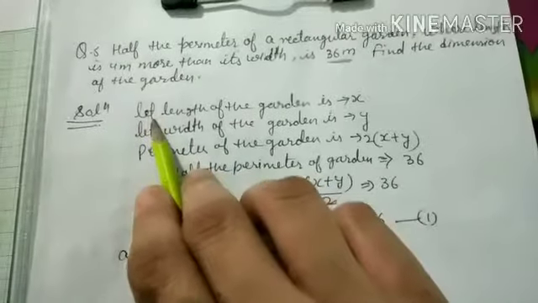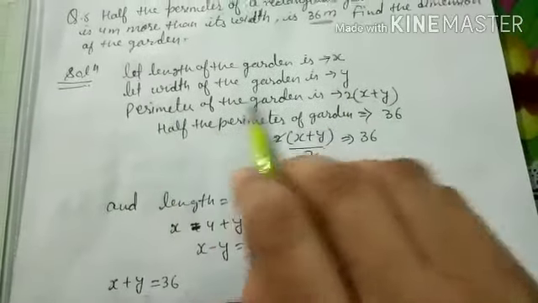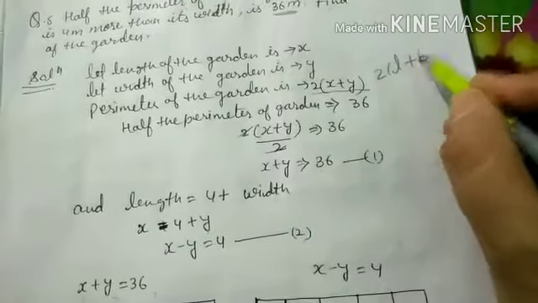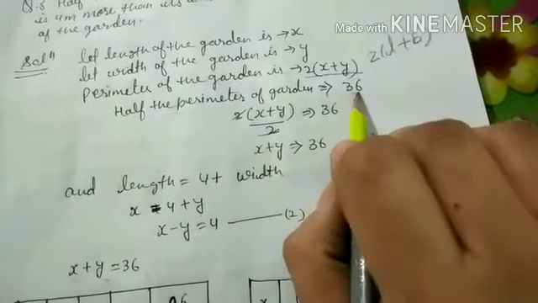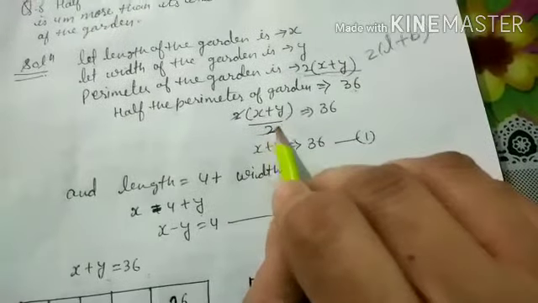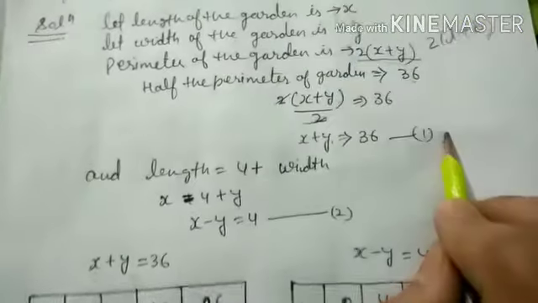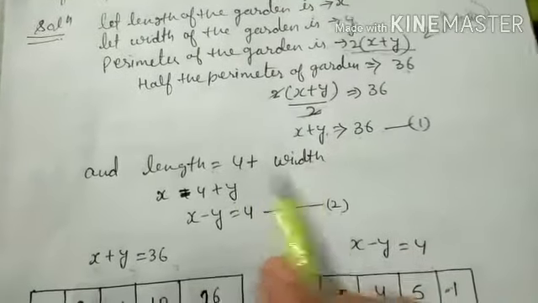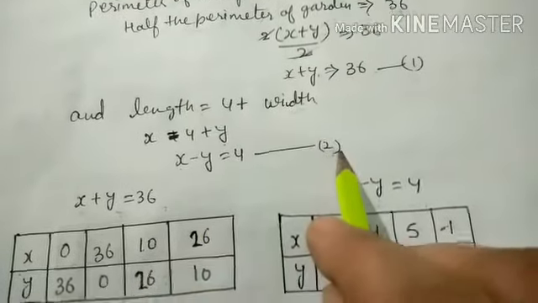So first of all, we will let the length of the garden be x and the width of the garden be y. Then the perimeter of the garden, because the garden is a rectangular shape, is 2 times length plus breadth, so 2(x plus y). Half perimeter is given, that is 36. So half of 2(x plus y), the 2 cancels by 2, so x plus y is 36. This is the first equation. Next condition: the length is 4 more than the width. So length x is equal to 4 plus y, and x minus y is equal to 4. This is the second equation.